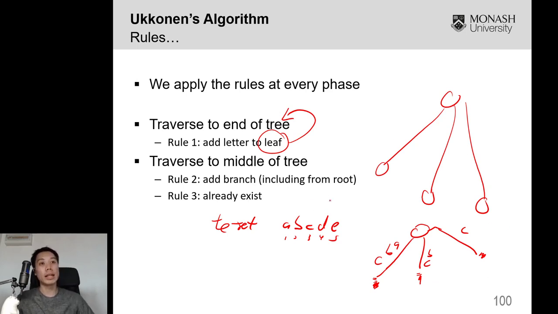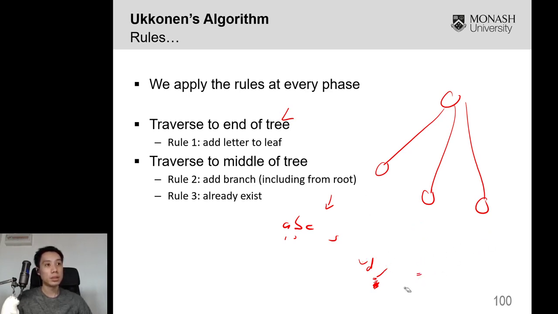So when I go to the next phase, rule number 1, I need to traverse to the end of my tree, because the leaf is already at the end of the tree, and then I'm going to add in a new alphabet, which is what your rule number 1 is. Okay? This is what your rule number 1 is.